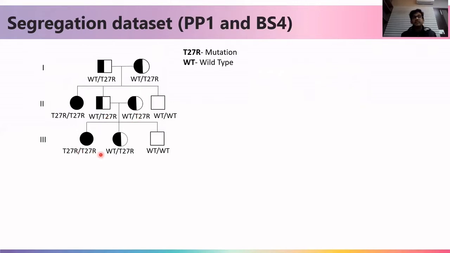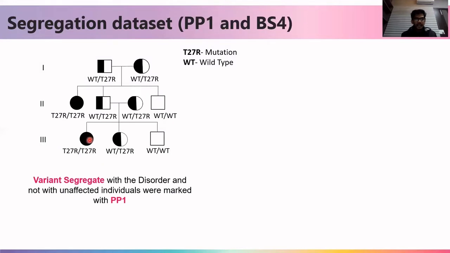Similarly, another offspring has inherited both defective copies, has the homozygous mutation, and shows the phenotype. So in both scenarios, you can see that it has the mutation as well as the phenotype. This means the variant is segregating with the disorder and not with the unaffected individuals. Unaffected individuals will either be carriers, but they won't have the mutation in the homozygous state, and the variant will be marked as PP1. So T27R will be marked as PP1 in this scenario.